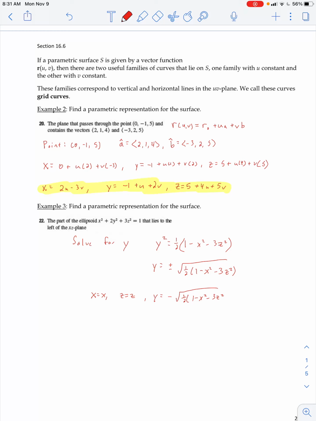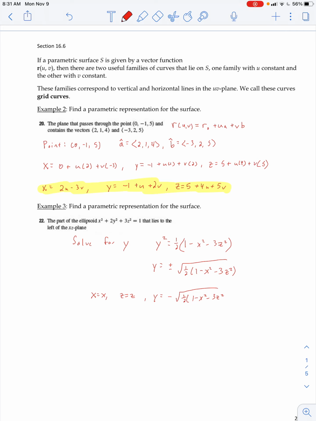Alright, if a parametric surface S is given by a vector function r of u,v, then there are two useful families of curves that lie on S. One family with u constant and the other with v constant. These families correspond to vertical and horizontal lines on the uv plane. We call these curves grid curves.